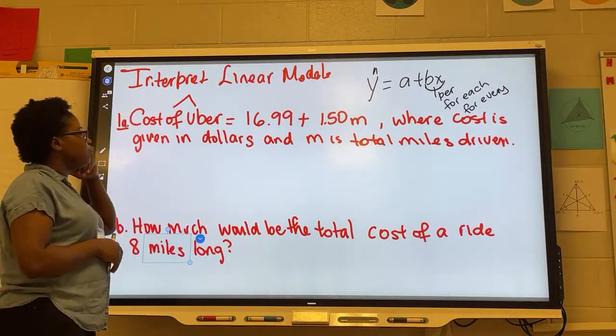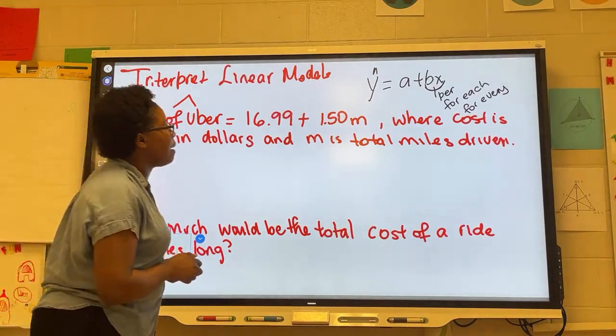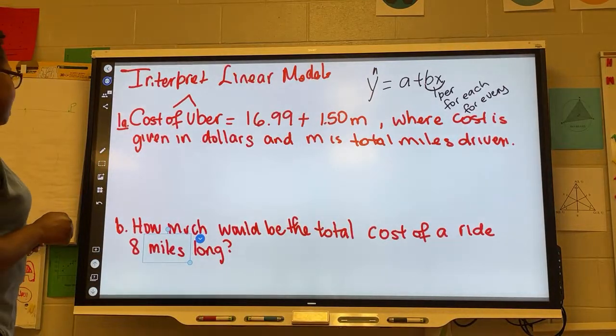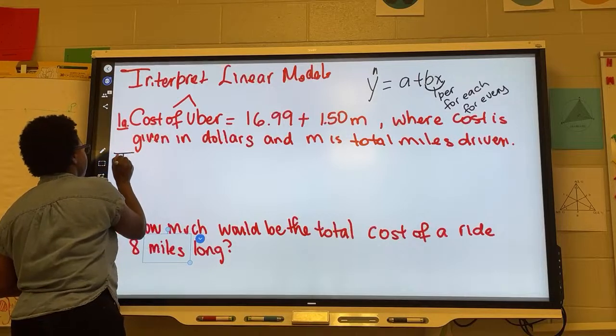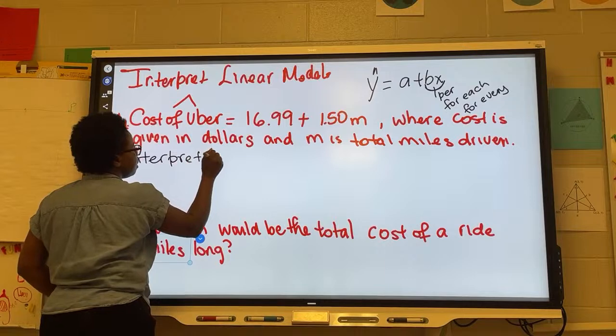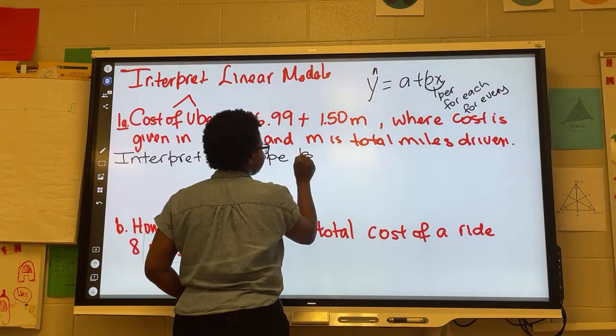So the question here says cost of Uber is equal to $16.99 plus 1.50 M, where cost is given in dollars and M is the total miles driven. So you're asked to interpret the slope and the intercept in context.